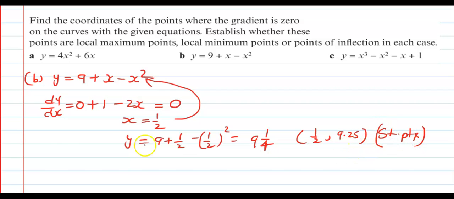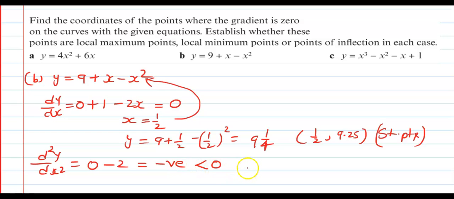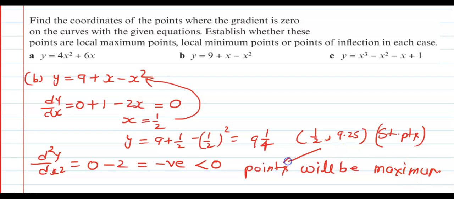Now again you differentiate it. So d2y over dx2. Once you differentiate it, let's see what is coming. Differentiation of 1 will be 0 and we got minus 2. So we are getting negative. Negative means less than 0. If it is negative, it means this stationary point will be maximum. Is that okay, guys? Please say. Yeah, so that's fine.